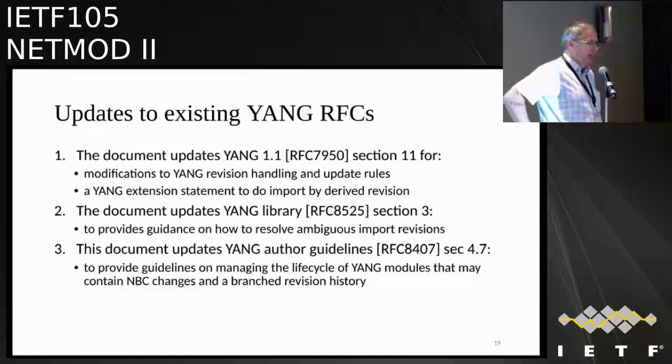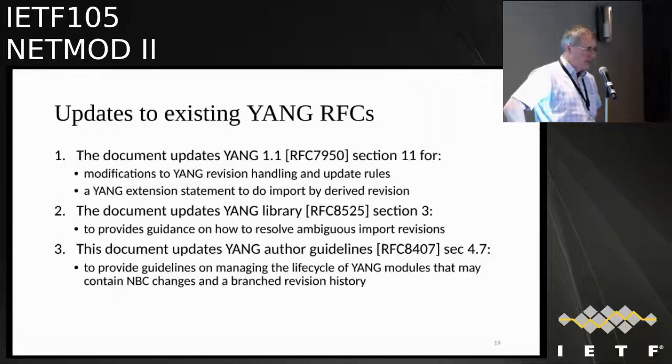This updates a number of current RFCs. One is YANG 1.1, because the update rules are sometimes not specific enough, but sometimes they are too strict. It also updates YANG Library because the versioning provides additional information that we want to include there. And also the authoring guidelines, for example, revision information should always be present, and life cycles of the different schema nodes should also be included.